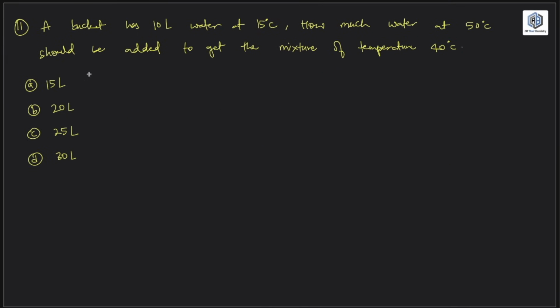Okay, let's take the next question. It says that a bucket has 10 liter water at 15 degrees Celsius. How much water at 50 degrees Celsius should be added to get the mixture of temperature 40 degrees Celsius? Now to answer such a question, you can start with this. See, you have temperature T1 and volume V1 of the first, plus temperature T2 and volume V2 of the other, and this should be equal to the final temperature multiplied by the final volume. Okay, this formula you can use.